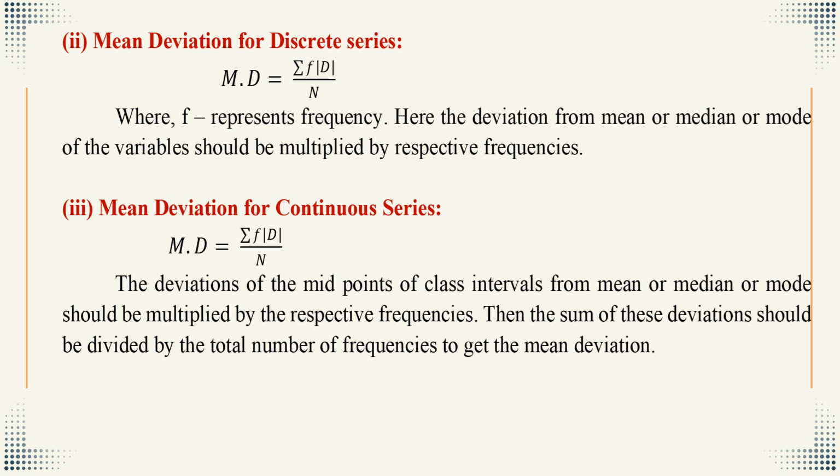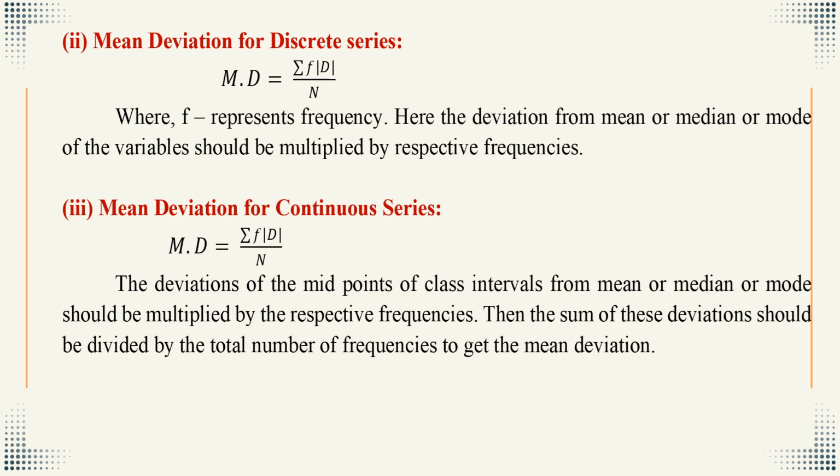Now let us see about the mean deviation for discrete series. For discrete series, only f should be added: sigma f modulus d divided by n. There, it was only sigma modulus d. F means frequency. The deviation from represents frequency.